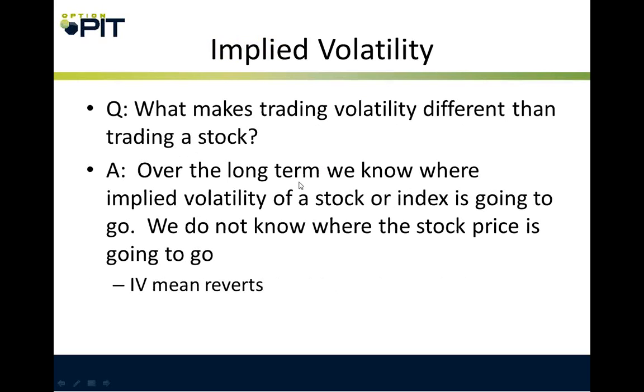So what makes trading volatility different than trading a stock? Over the long term, we know where implied volatility of a stock or index is going to go. We do not know where the price of a stock is going to go. Implied volatility is mean reverting. Underlying prices are not. Underlyings can go up, up, up, up, up. Vols will not.